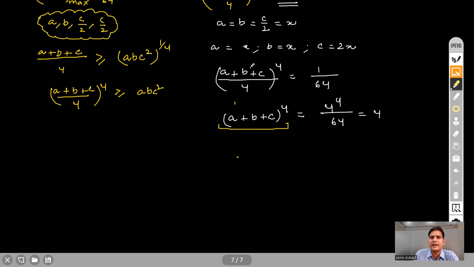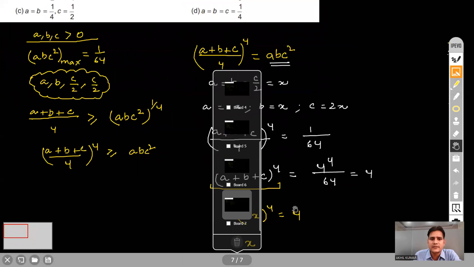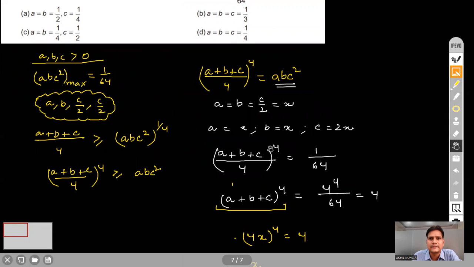So now put the value of A, B, C here. So what was the condition? For that equality to be true, A plus B plus C, X plus 2X, that will be 4X raised to power 4 must be equal to 4. Okay. So this will be 4 raised to power 4. Whether I am doing something wrong or what, let me check once. I feel I have done some mistake, I think.